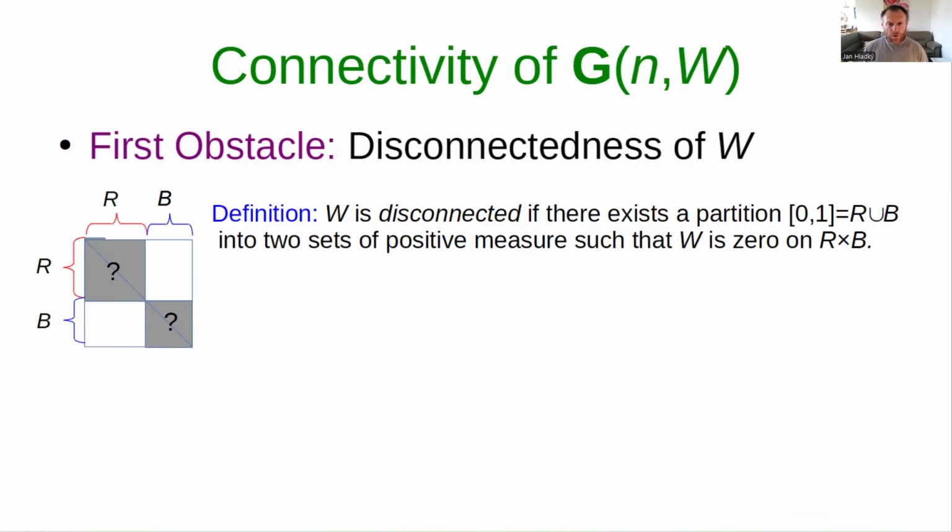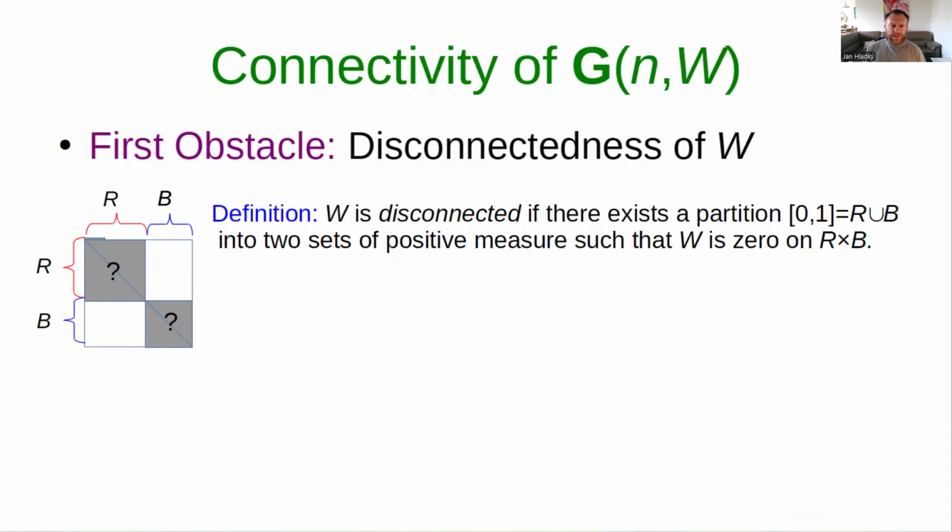Okay, so we want to understand asymptotic almost sure connectivity of G(n, W). So in particular, let us look for reasons why G(n, W) is asymptotically almost surely not connected. And the first obvious obstacle to connectivity is a disconnected, or sometimes also called reducible, graphon. Okay, let me define that. It's a notion which is quite standard. I think it first appeared in a paper by Janson.